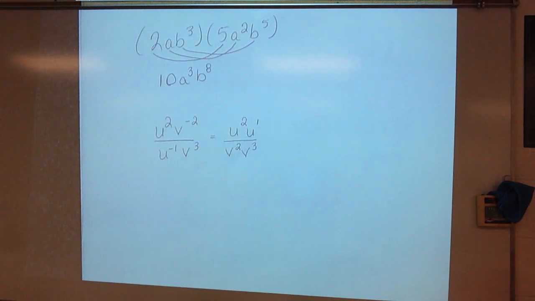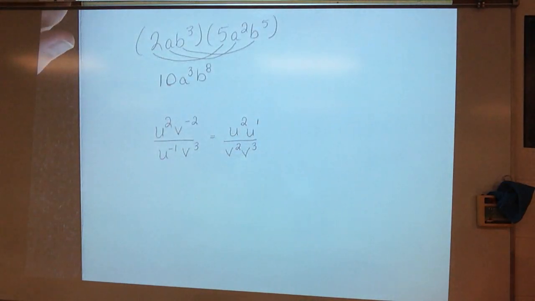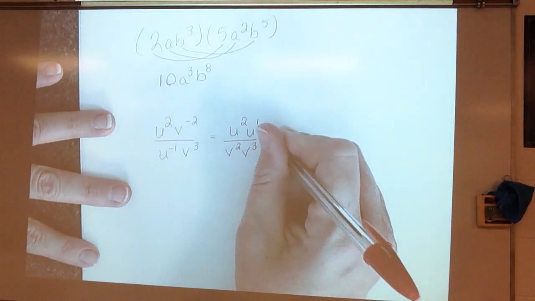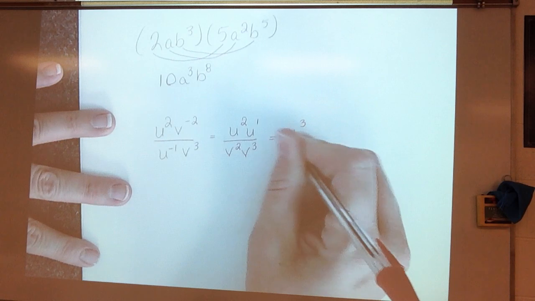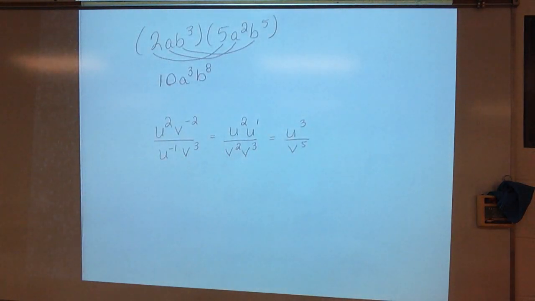Alright, so since I no longer have negative exponents, I'm looking at multiplying u squared times u to the first. Well, when I multiply like bases, I add my exponents. So I have u cubed v to the fifth. Okay?